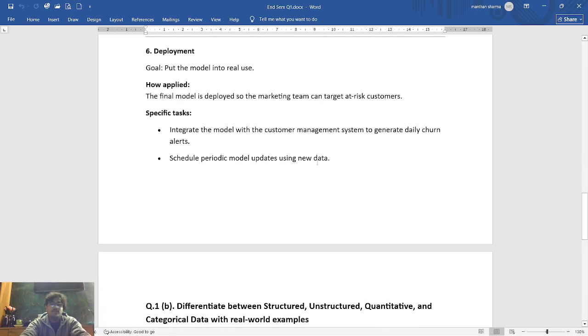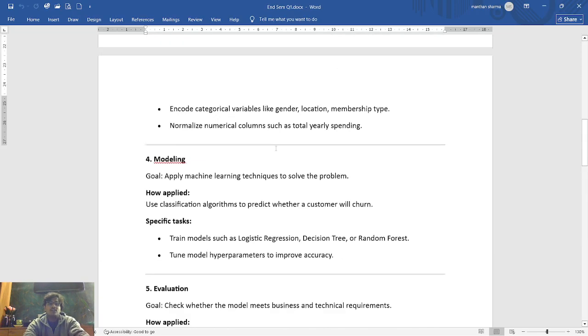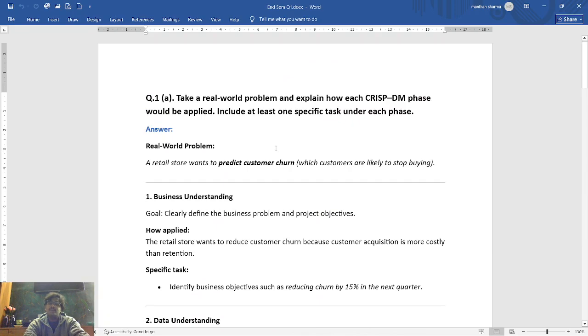So now moving on to the deployment part. The deployment is the final phase. So the model is deployed into real use. So the company integrates the model with their customer management system so that the marketing team can receive daily alerts about which customers are likely to churn, and the model is also updated over time as new data becomes available. So this was all about question number one, where we explained the CRISP-DM phases with their examples.